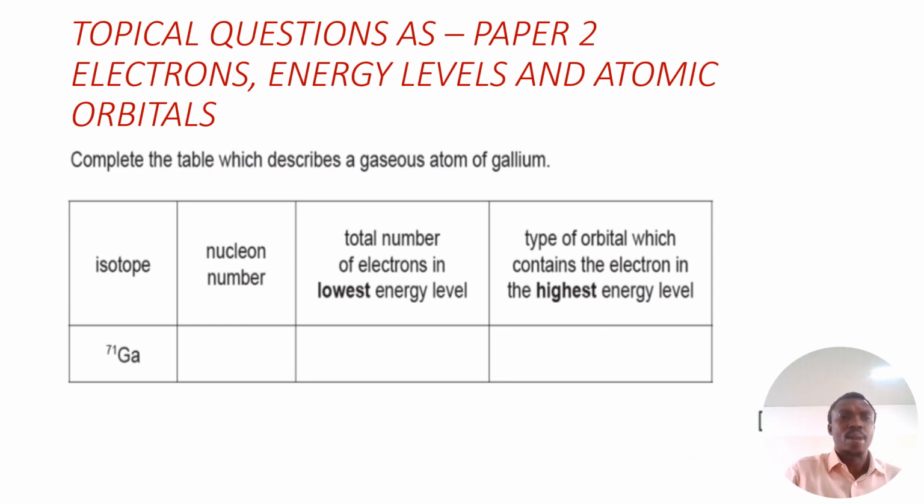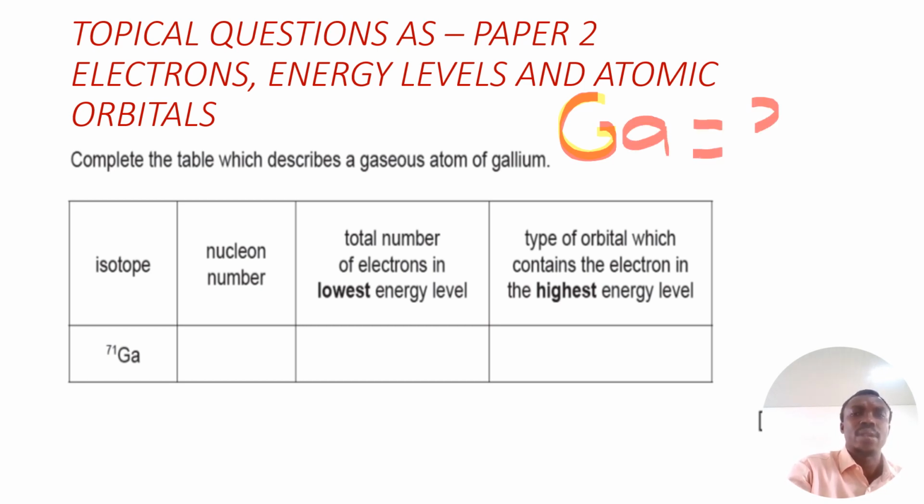The next question is: complete the table which describes a gaseous atom of gallium. If you look at the table before us, you have to complete the nuclear number, the total number of electrons in the lowest energy level, and the type of orbital which contains the electrons in the highest energy level. So the first thing you have to do is to write down the atomic number of gallium. The atomic number of gallium is 31.